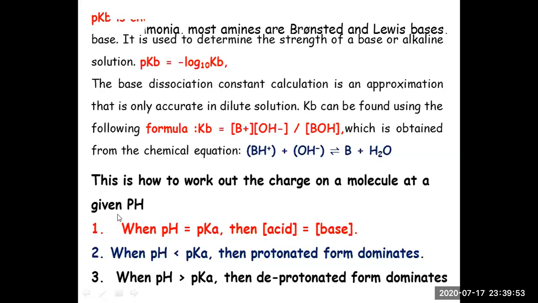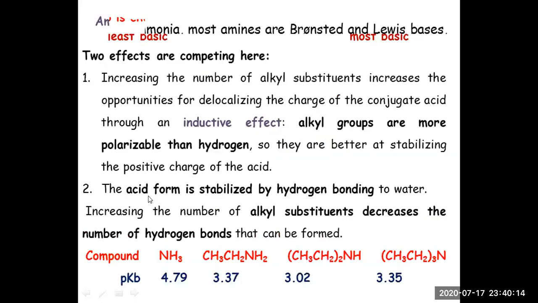to the base 10. So I know when pH is equal to pK, the strength of acid will be equal to strength of base. When pH is less than pK, then it is protonated form. And when pH is greater than pK, then it is a deprotonated form. So this is how we give the correlations.